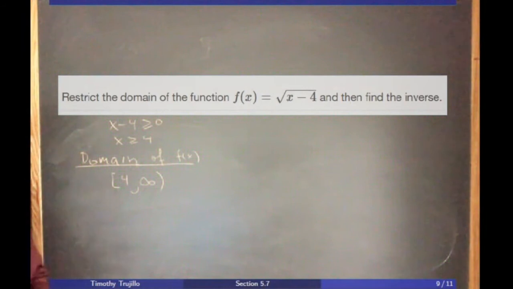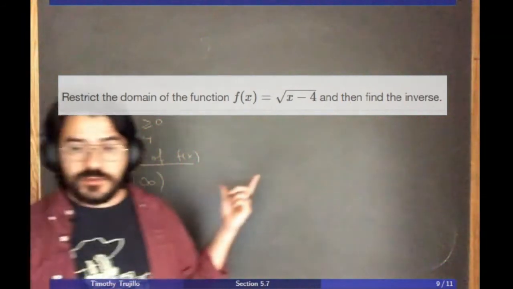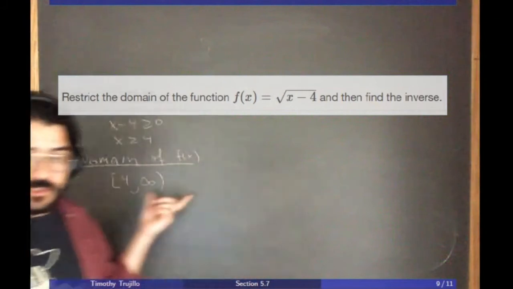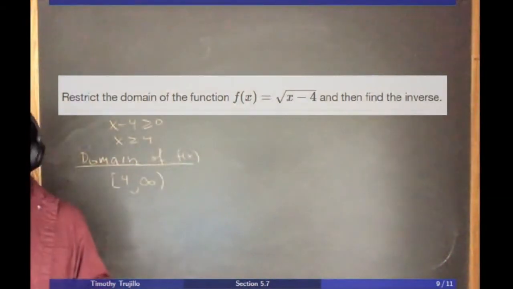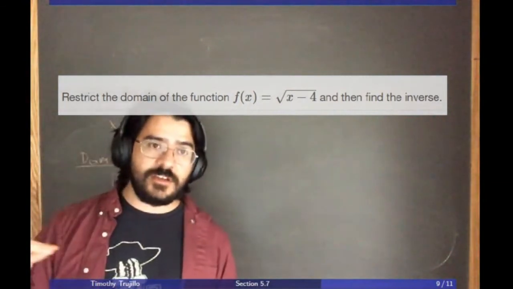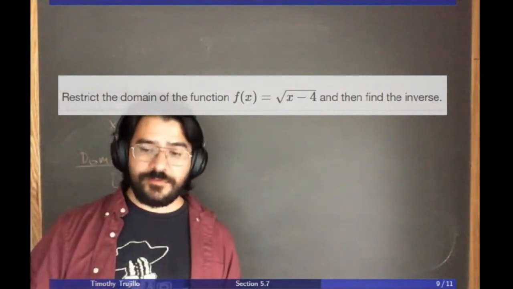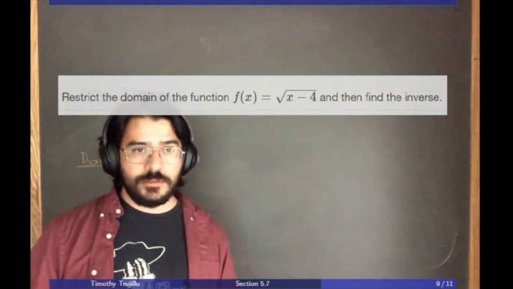Okay, so that's the domain of f of x, and that means that the range of the inverse function is going to be something like 4 to infinity. And so let's go through and try to write out the equation, and we'll see what they mean by restricting the domain. They're actually not talking about restricting the domain of the function f, which is what it sounds like here. They're talking about restricting the domain of the inverse.